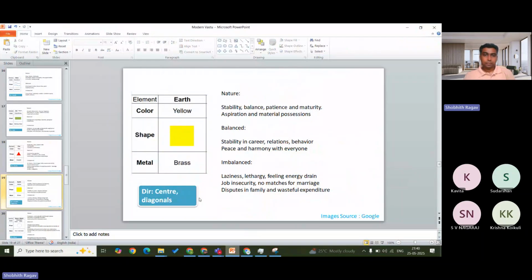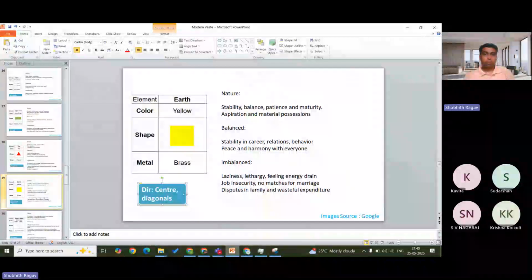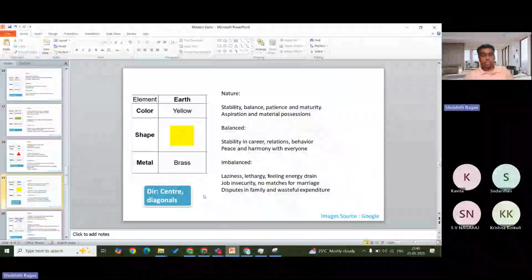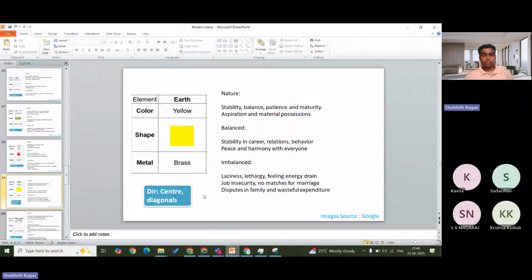Generally, all these puja items, many things they use, right? Brass. Some people also use this brass bells, chains, and all that. And nowadays, a lot of sculptures and artifacts are also done using brass. Okay, so these are all earth element.